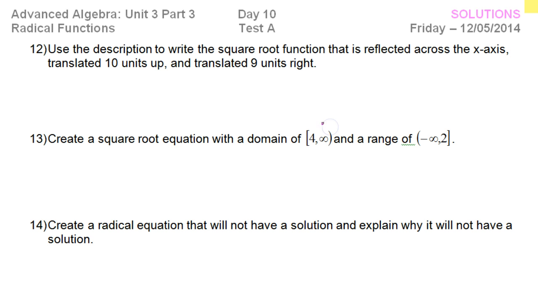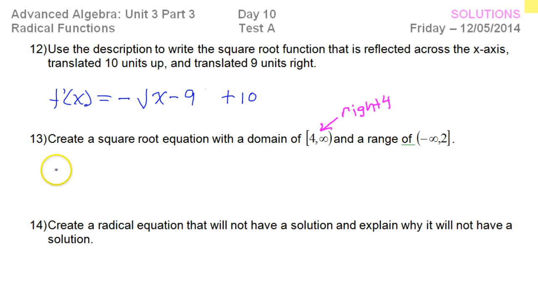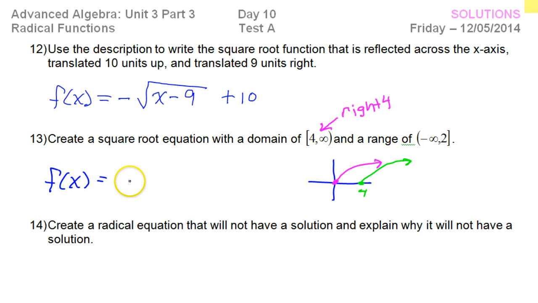So the key is looking at this and understanding that this represents a shift to the right by 4. Okay, so when we begin to write that equation, f of x equals, alright, so if it's to the right by 4, then that's going to mean x minus 4. Just like on problem number 12, 9 units to the right, we had to do x minus 9. 4 units to the right would be x minus 4 on the inside. Now, how about that range? What's going on with the range?